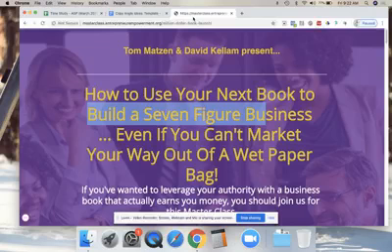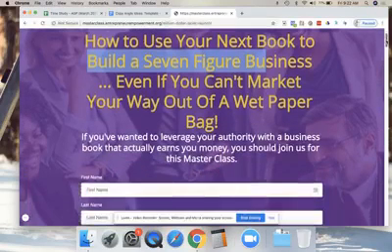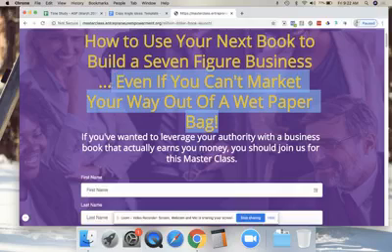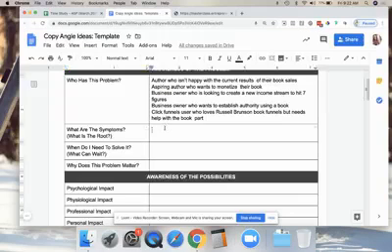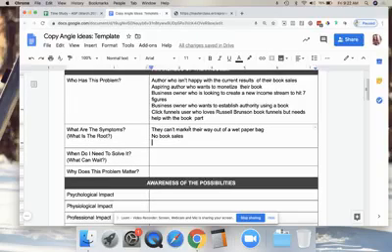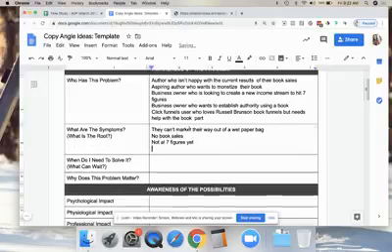So what are some of the symptoms that would show that this person needs to write a book in order to hit 7 figures? Well, even if you can't market your way out of a wet paper bag, that would be one of the symptoms. They can't market their way out of a wet paper bag. One of the symptoms would be no book sales. One of the symptoms would be not at 7 figures yet.